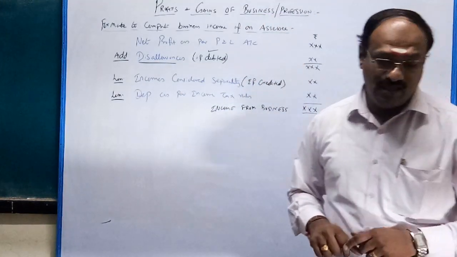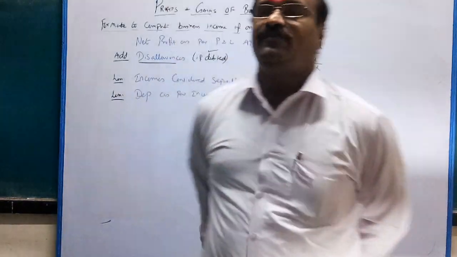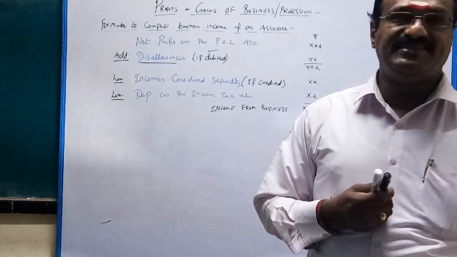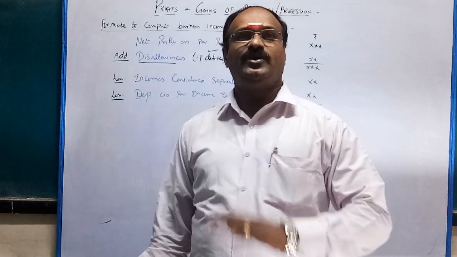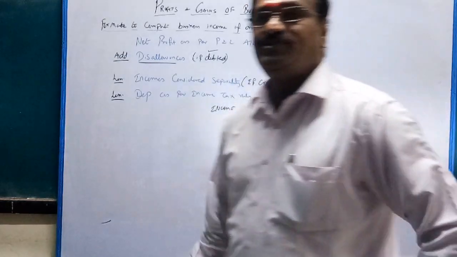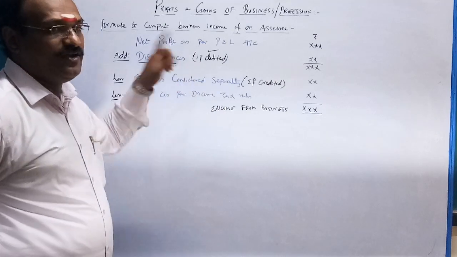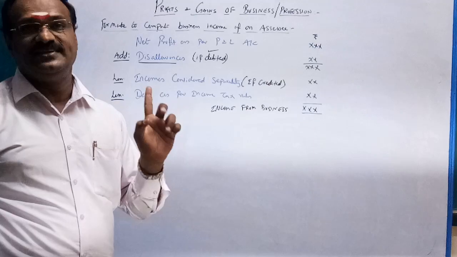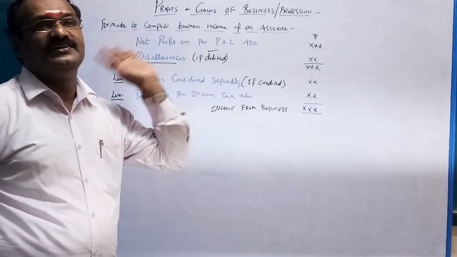Listen carefully. All provisions and reserves, if debited, are a few items of disallowances while computing business income. We are discussing only a few items. First one, all provisions and reserves if debited. For example, provision for bad debts, provision for income tax. These are provisions. If debited in P&L, what are you going to do? You have to disallow. If you see any provisions or reserves, immediately you have to disallow.